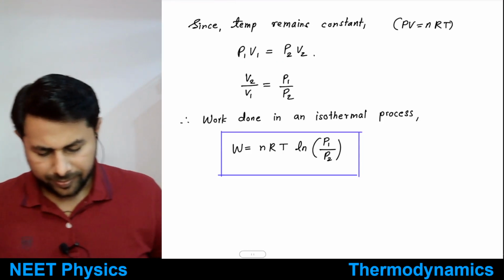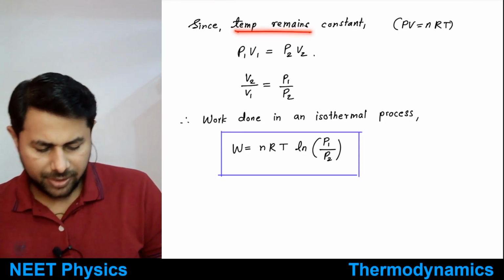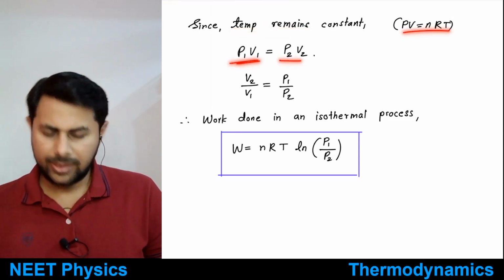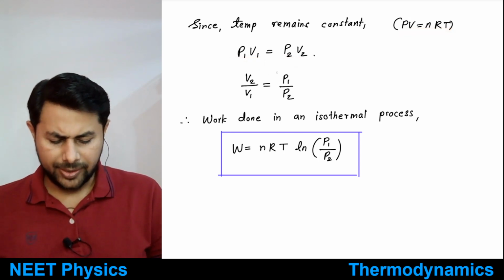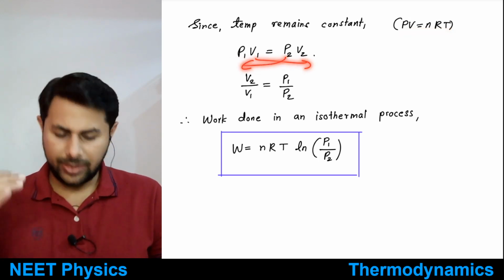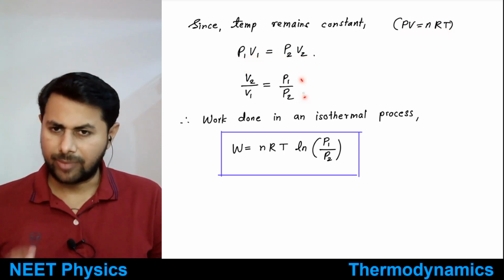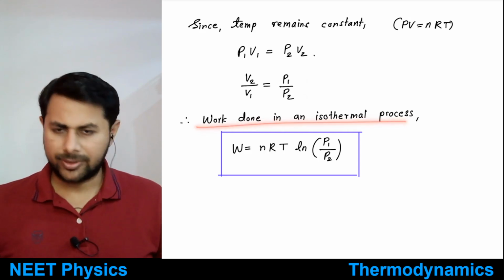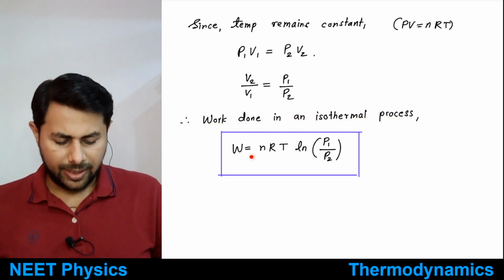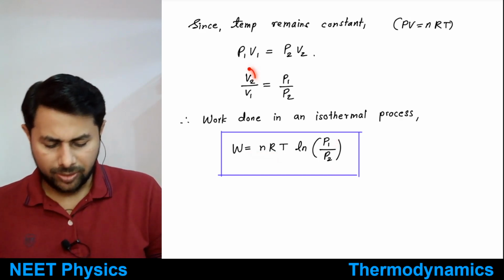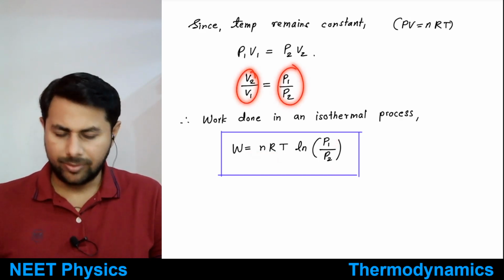Oh, it's there. Okay, so since temperature remains constant, you have PV equals nRT. So P1 V1 is equal to P2 V2. Therefore, if you move V2 on this side and P2 on this side, you get V2 by V1 is equal to P1 by P2, right? And work done in an isothermal process can also be written as nRT log of P1 by P2, because V2 by V1 is equal to P1 by P2.